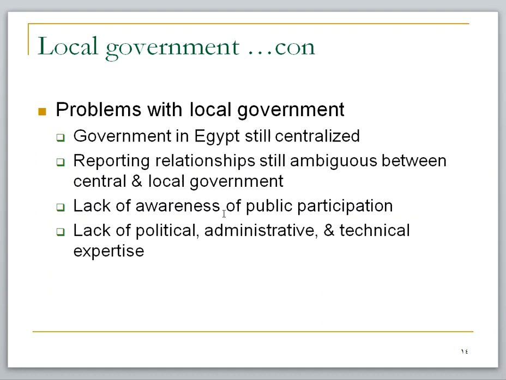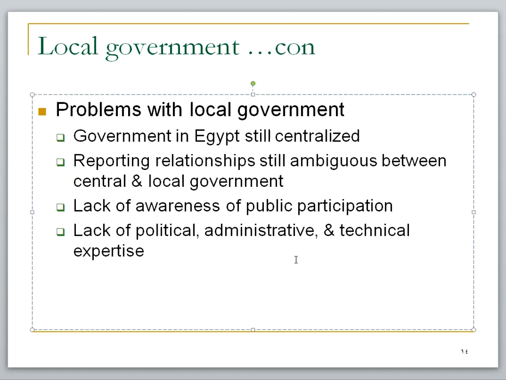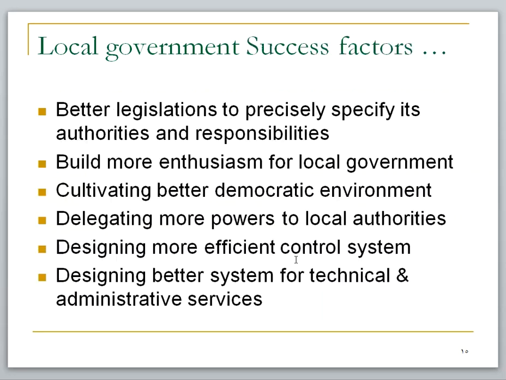We have lack of awareness of public participation at the people level. How do we participate in managing local areas? Lack of political من الناحية السياسية بقى احنا lack political, administrative and technical expertise in such areas. In order to make local government more effective and succeed, we have a few points here. We need better legislation to precisely specify its authorities and responsibility. This is to deal with the ambiguity of how local government is controlled and what their authorities are.